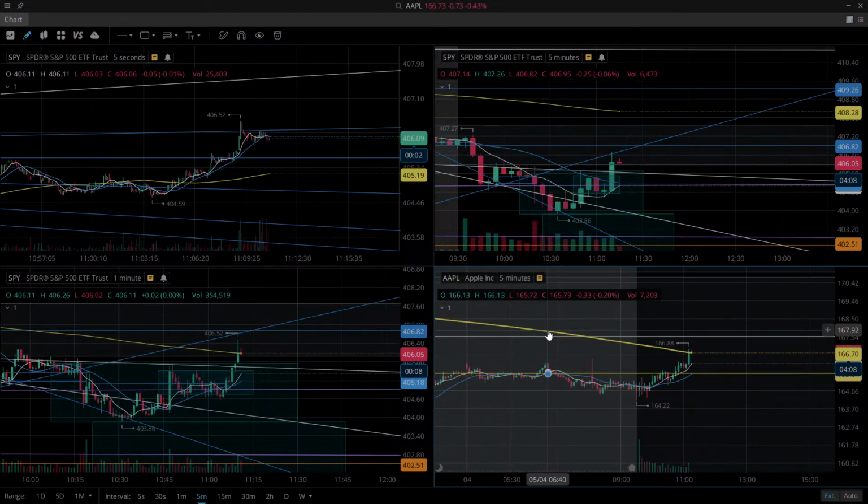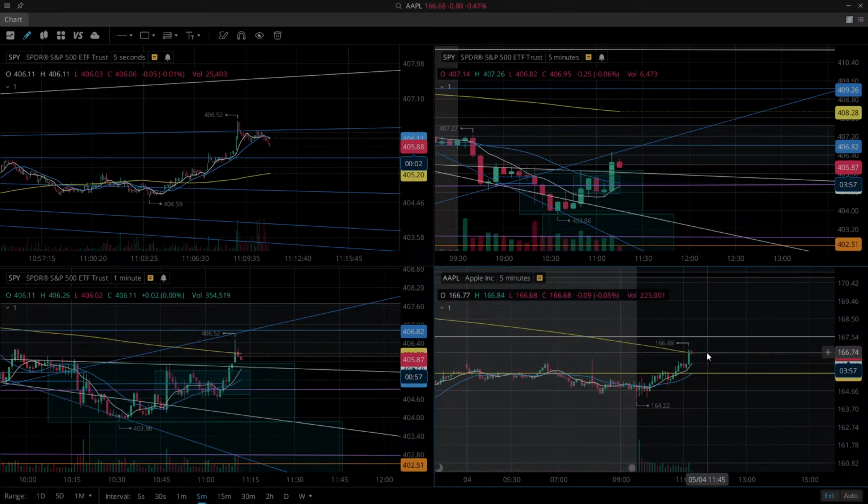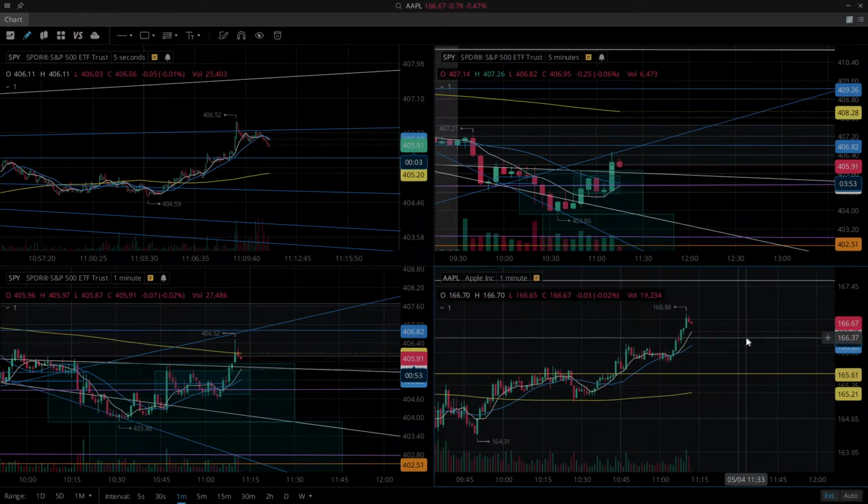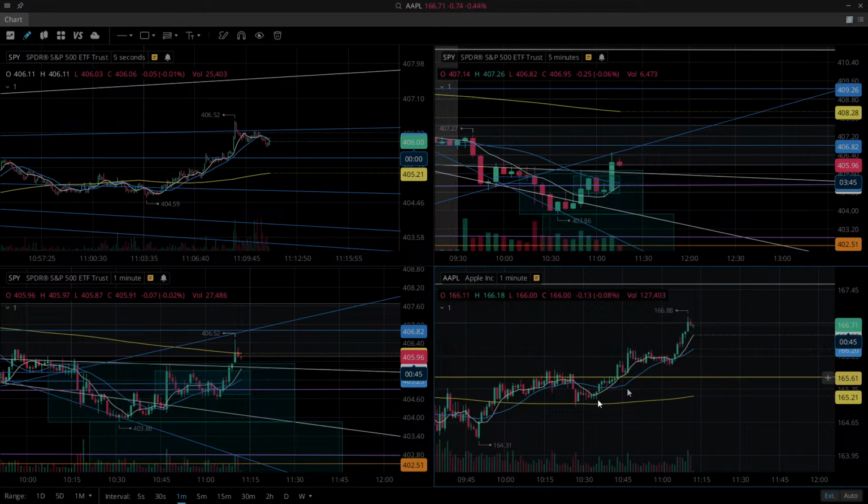We got Apple right to the 5-minute 200, paused. We got a 2-for-1 out of that full leg from the bottom. Let's see it accumulate here a couple more 5-minute bars before we get loose. So I'm going to watch the 1 minute to see where we're at. So we got leg, leg, leg. Same with SPY, just a little choppier.